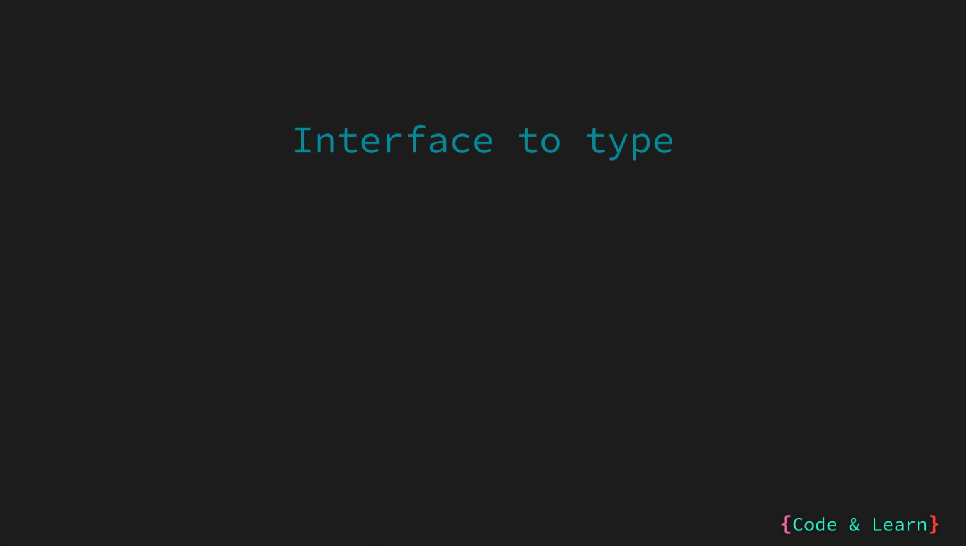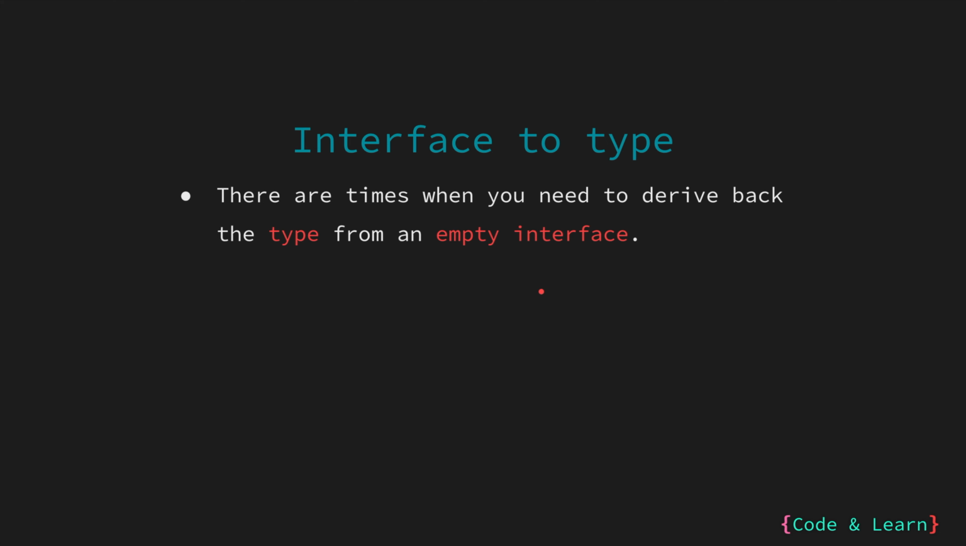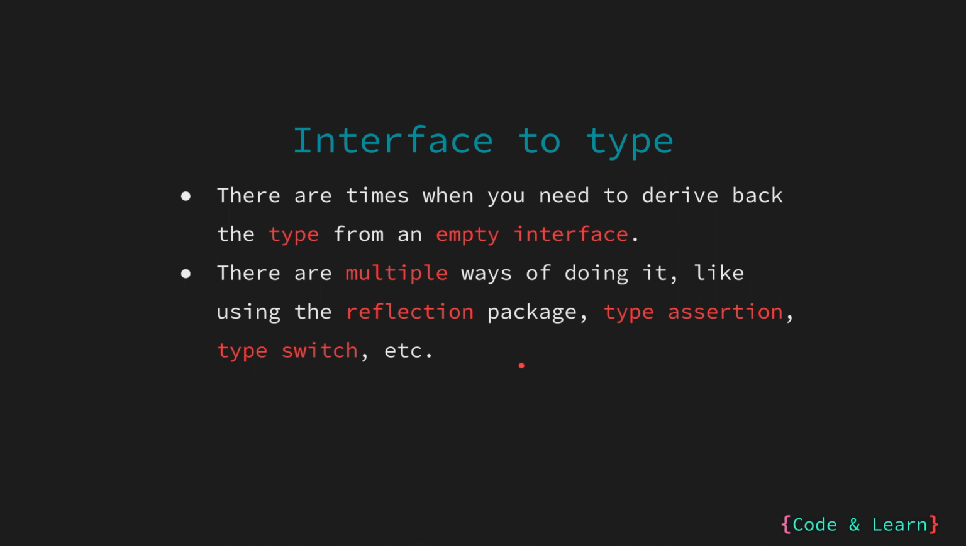So we have already seen how to use empty interfaces. What if you want to get the actual type of the data from an empty interface type? Now there are times when you need to find the type of value stored in the empty interface to perform certain operations. As Go again is a statically typed language, there are a few methods to do so, like using the reflection package, using type assertion, or type switch. We will look at reflection in a future lesson. For this lesson, let us concentrate on type assertion and type switch.